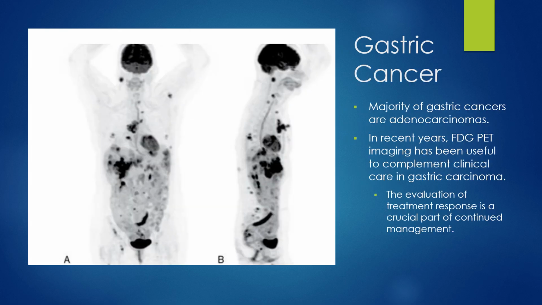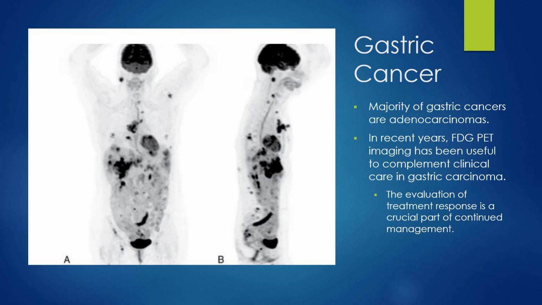This is an example of FDG in a patient with gastric cancer. Gastric cancer is considered fairly rare, but you will see it probably pretty regularly if you do a lot of PET studies. The majority of gastric cancers are adenocarcinomas. One of the problems with this is it's often aggressive and hard to diagnose before it's in advanced stages.